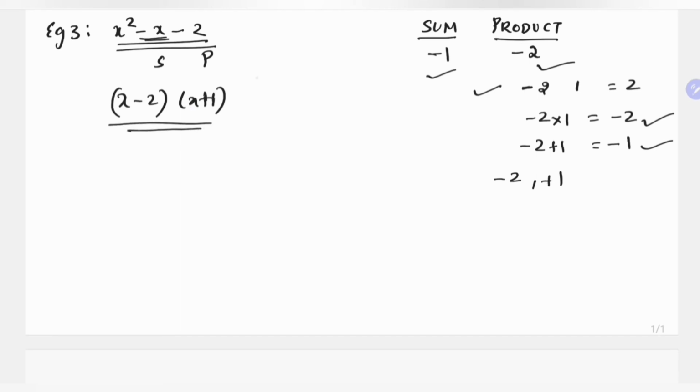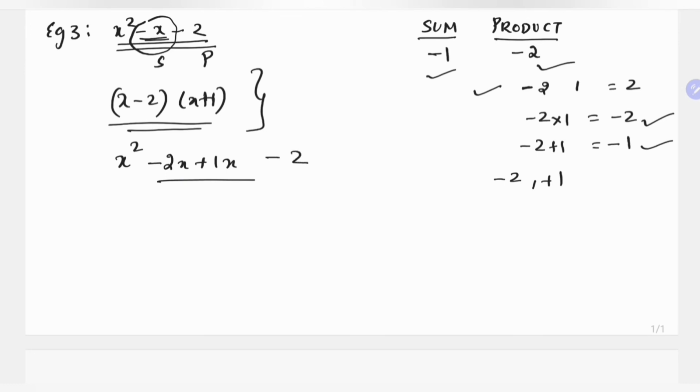You can verify. You can use the earlier method also. That is what we did in the earlier method. We split this minus x, the middle term, using these numbers. How did we do it? We wrote minus x as minus 2x and plus 1x. So, we are going to write minus x in this particular form.